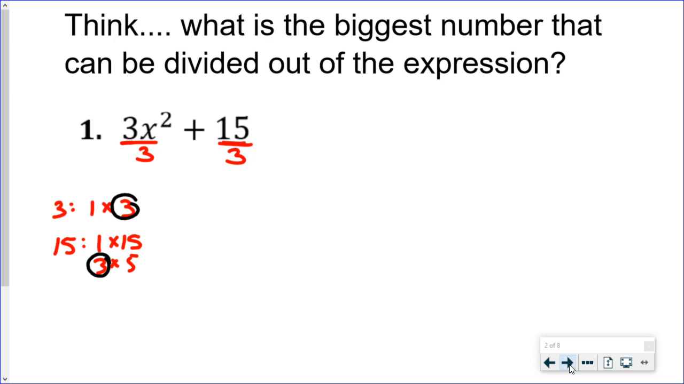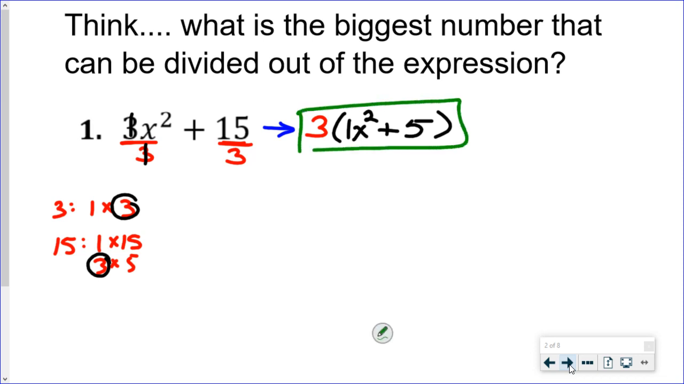Okay, now since there are not variables in both, that's all we're going to do. Then you're going to write a little arrow here, and the number in red gets factored out. Think of it as reverse distribution. Okay, so those simplify out to just 1x squared or just x squared, and then I still have the plus there, and 15 divided by 3 is 5. So my answer is 3, and then x squared plus 5. And if I were to distribute it back in, I would get my original problem.